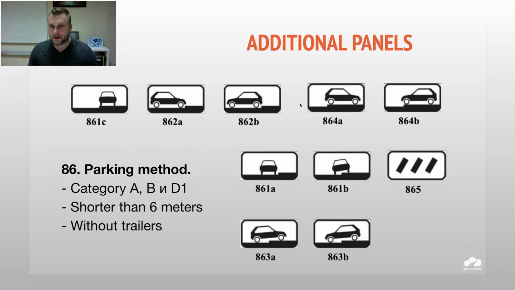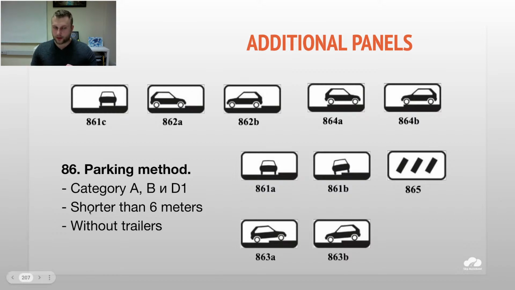And if you see this kind of sign and this parking area, it means that only category A, B, or D1 can park there. A means motorcycles, B is the one you are studying right now, and D1 is the small truck. So only these categories can park in this area. For example, trucks and buses and other vehicles cannot use it.